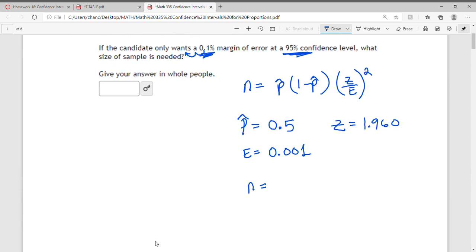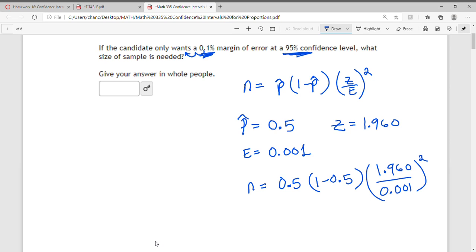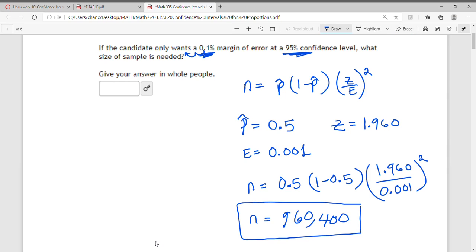So now all we have to do is plug in our numbers to solve for the sample size. N is equal to p hat, which is 0.5, times 1 minus p hat, 1 minus 0.5, times 1.960 divided by our margin of error, 0.001, and we're going to square that quantity. Let's type this into our calculators. This gives us 960,400. So we need 960,400 individuals in our sample size so we can be 95% confident with a 0.1% margin of error.